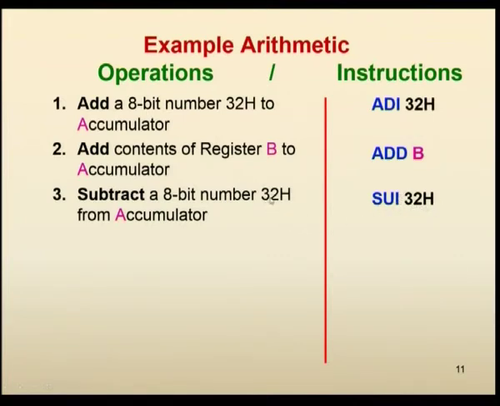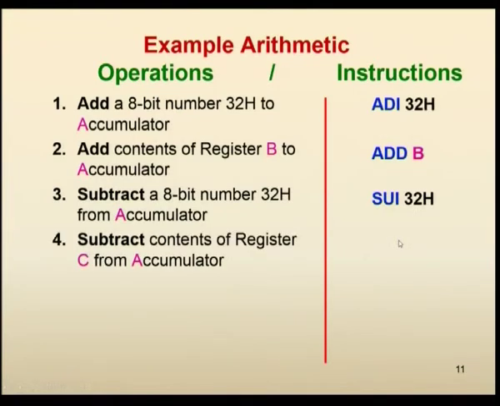This is the number we want to subtract, and you can also subtract from the accumulator the contents of any register. So, you want to subtract the contents of the register from the contents of the accumulator. So, that is SUB C. You need not mention A, because it is implied that for all arithmetic operations one of the operands has to be the accumulator, and the result will also be there in the accumulator only.